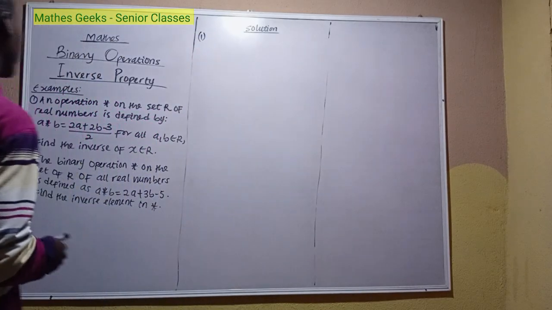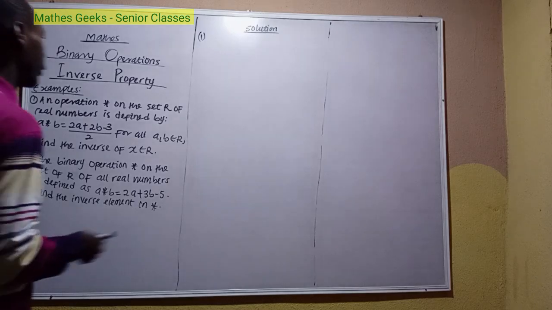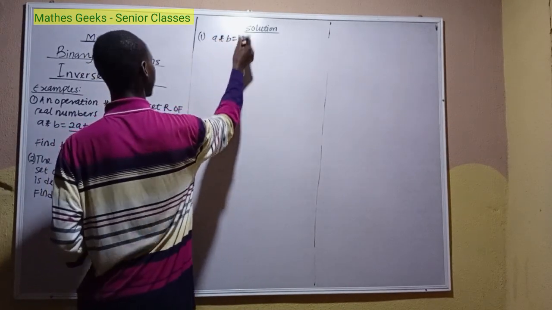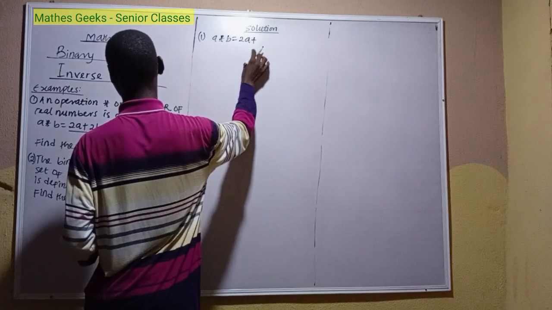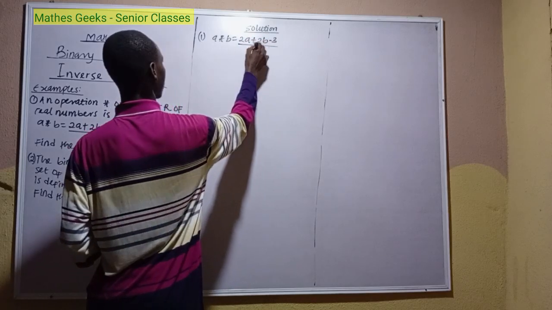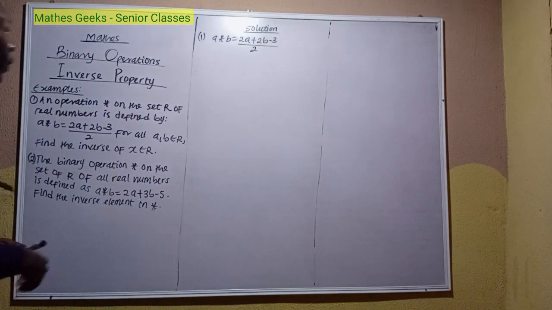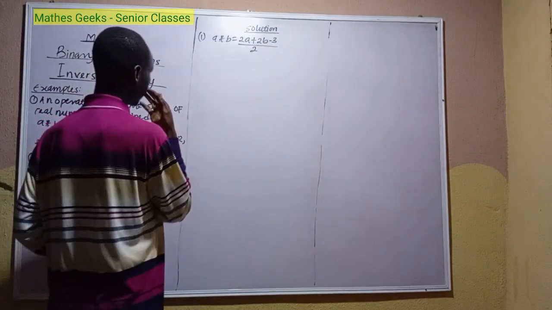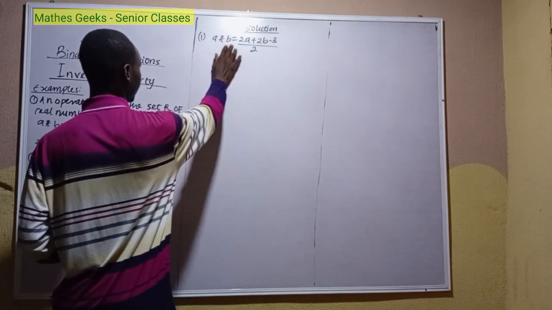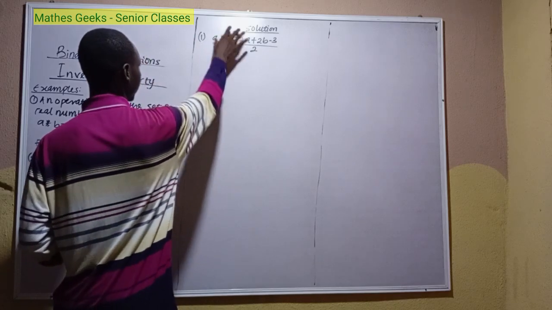An operation star on the set R of real numbers is defined by A star B is equal to 2A plus 3, 2B minus 3 over 2. Find the inverse of X. To get the inverse of X means that we need to replace A with X and B by X inverse. But before we do that, we need to get the identity element of this operation.